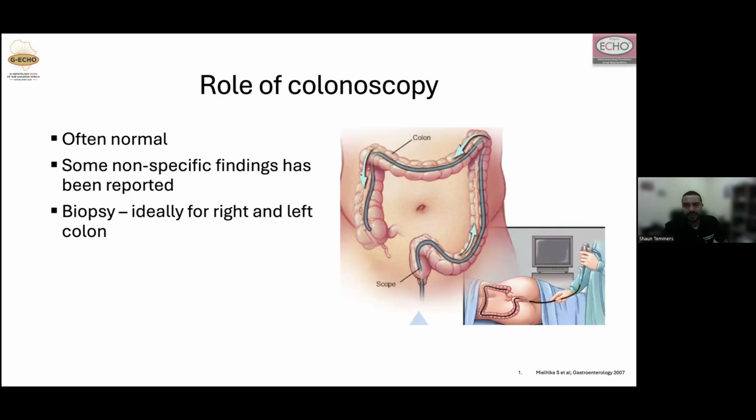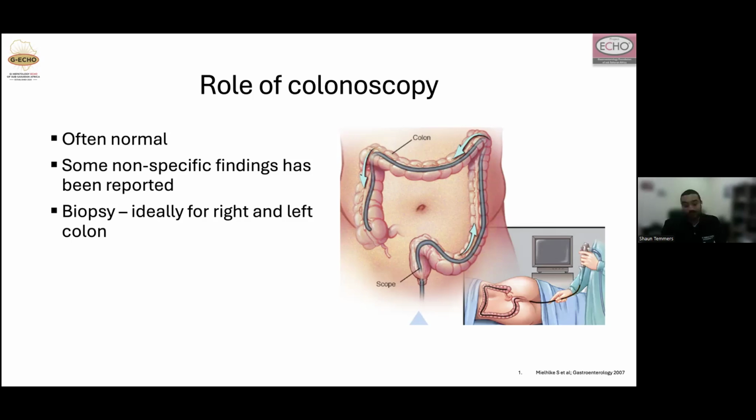What about a colonoscopy? Where's its role? It's often reported as being normal, normal in the sense that you can find some non-specific findings. There might be some erythema, which is commonly reported, and the odd erosion, but typical cobblestoning or ulcers as seen in patients with ulcerative colitis or Crohn's disease are not typically seen in these patients.